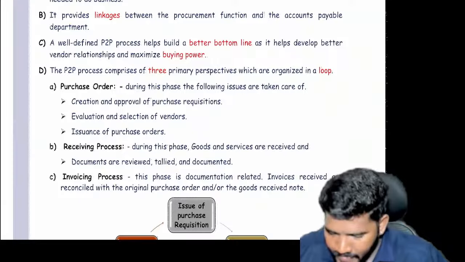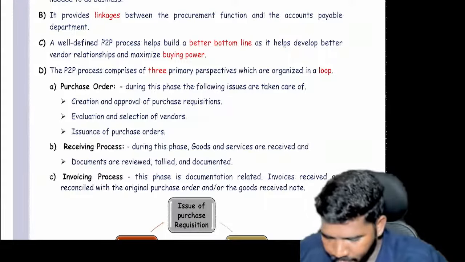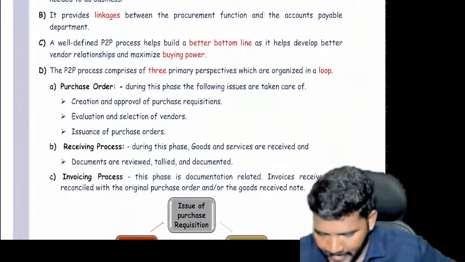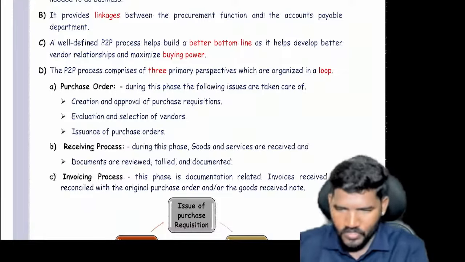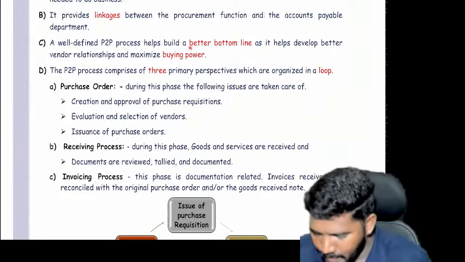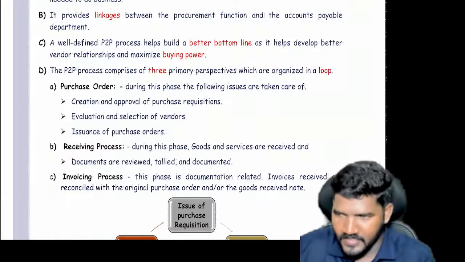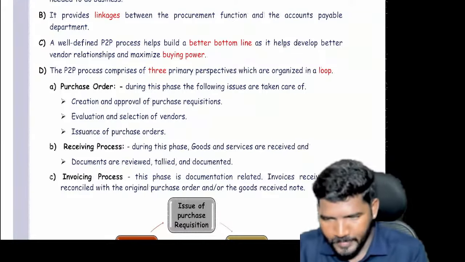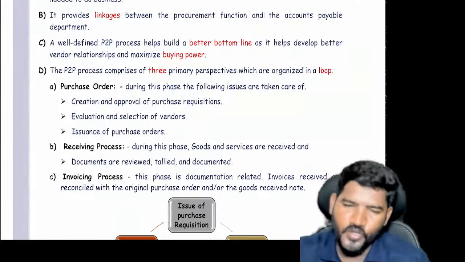Next, a well-defined P2P process helps build a better bottom line, as it helps develop a better vendor relationship and maximizes buying power. If you have a well-defined P2P process in your organization, where you purchase on time and pay the vendor on time, it is called a good P2P process, and it gives a better bottom line. It's nothing but the operations department in the hierarchy, the operational managers. If P2P in operations is strong, operations will be strong, and automatically the organization will grow.